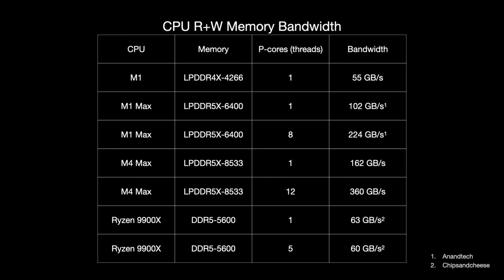This carries over to multi-core scaling. With 12 cores, the M4 Max hits 360 GB per second. That's again a 60% uplift over the M1 Max. This isn't just faster memory, it's a combination of higher memory speeds, improved memory controllers, and higher CPU frequency. And when you compare that to something like the Ryzen 9900X, which sits around 60 GB per second and doesn't scale with threads, the architectural difference becomes very clear.